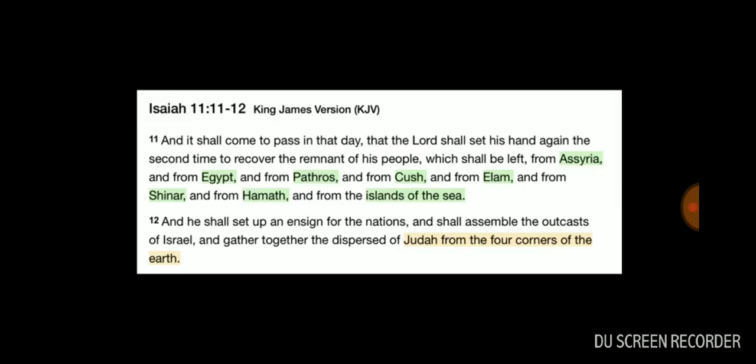Isaiah chapter 11, verses 11 through 12. And it shall come to pass in that day that Yahweh shall set his hand again the second time to recover the remnant of his people, which shall be left from Assyria and from Egypt and from Pathros and from Cush and from Elam and from Shinar and from Hamath and from the islands of the sea. And he shall set up an ensign for the nations, and shall assemble the outcasts of Israel, and gather together the dispersed of Judah from the four corners of the earth.